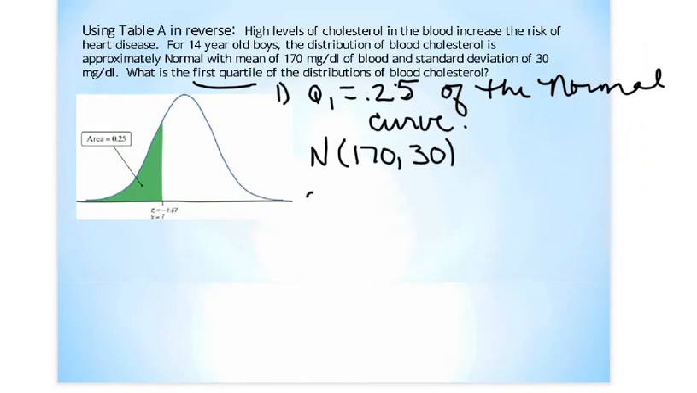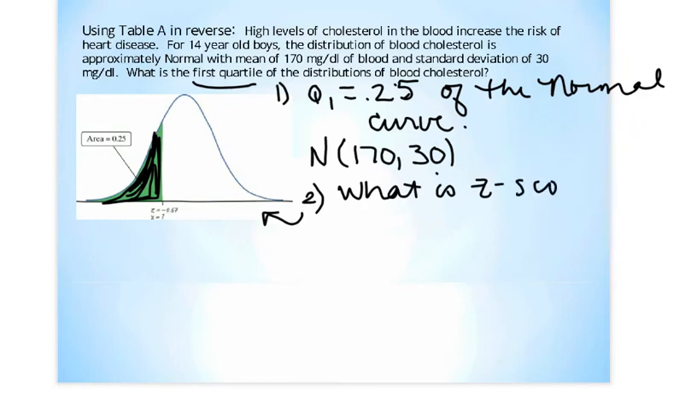Step 2 is to make a plan. Well, here's the plan. I'm trying to find all of this little area here, and I know it's 0.25. But I need to figure out what the Z-score is for 0.25.